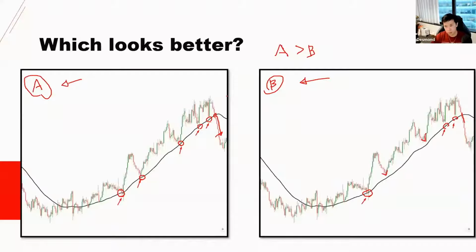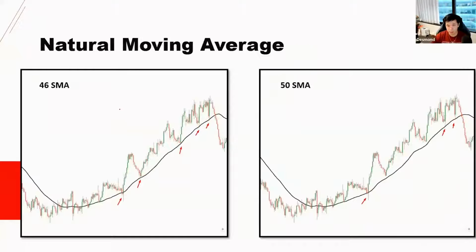A is better than B, okay? Now, let's take a look over here, right? So this happens to be the 46 SMA, and this is the 50 SMA. That is an interesting thing. This is a 46 moving average, and this is a 50 moving average.